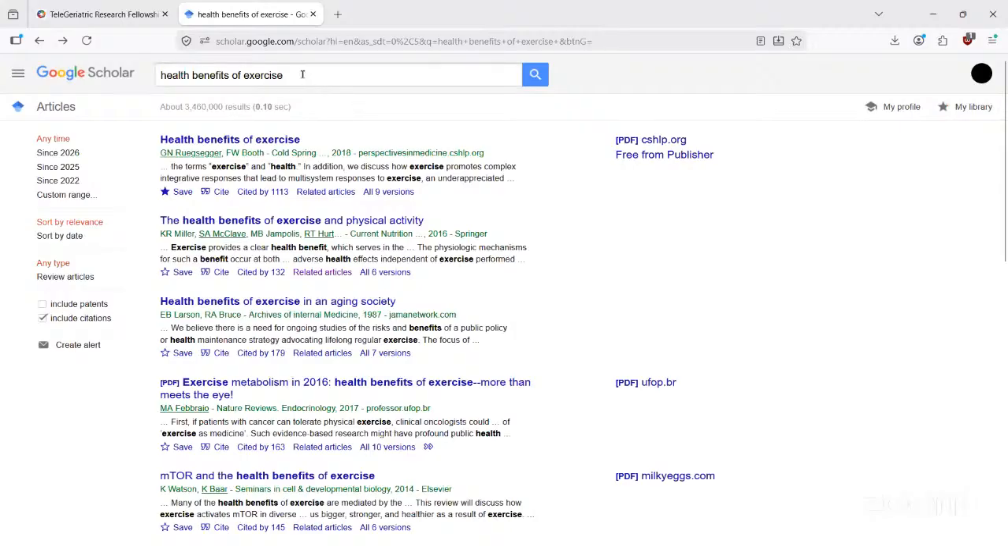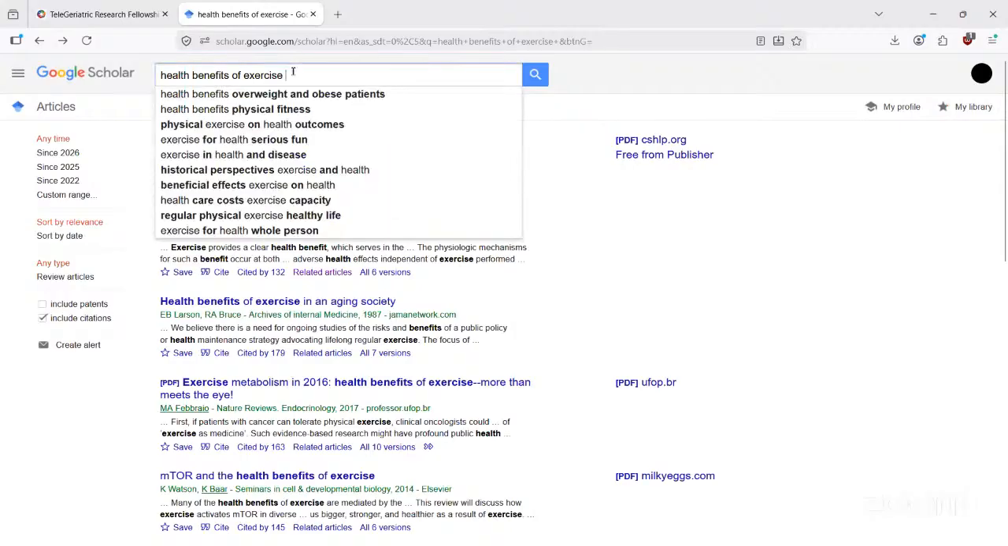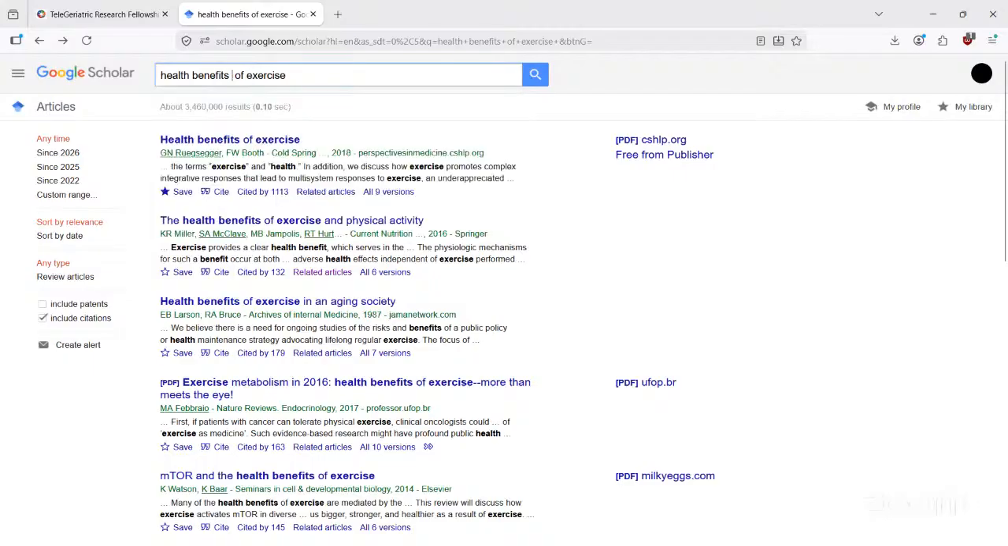Now let's go to some Boolean operators. Let's say that you wish to talk about the health benefits of exercise. One of the things you can use Boolean operators for is synonyms. So let's say health benefits of exercise. Instead of health benefits, you can write, for example, well-being. So you can write health benefits OR well-being. It is important when you use Boolean operators that they are in capital letters. If not, Google Scholar may not recognize them.